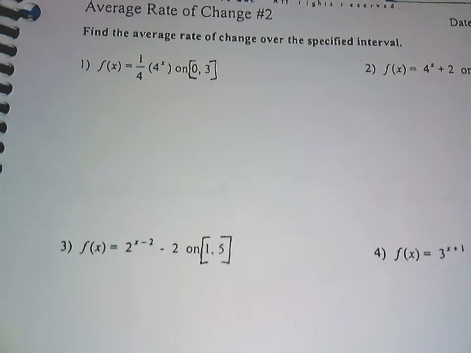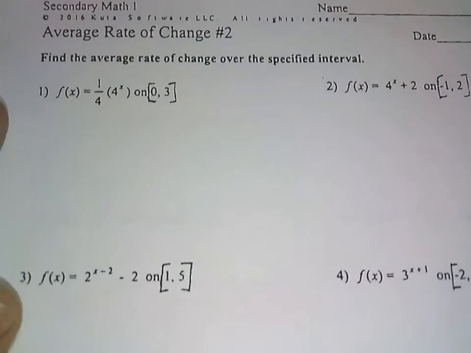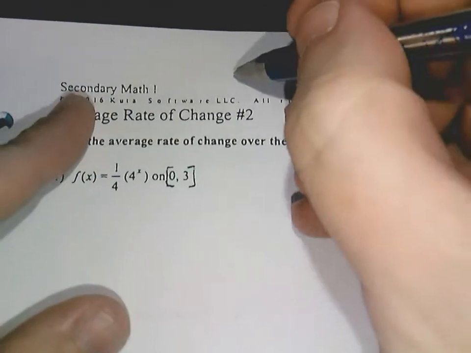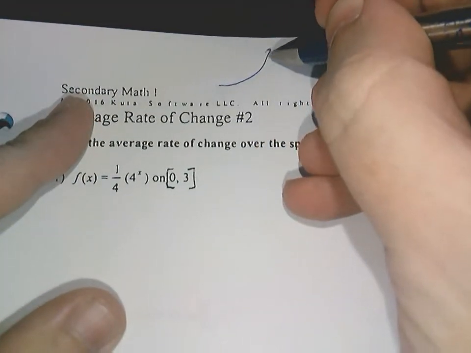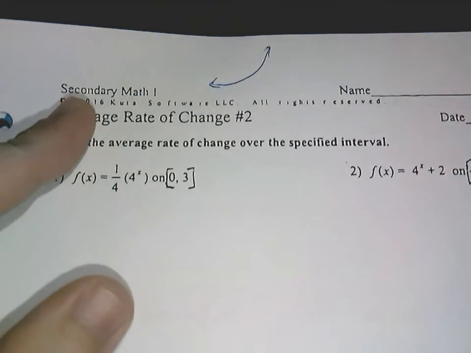But what you'll see here is we have exponential equations. If you remember, exponential equations don't have a slope, right? They're curved lines. They look something like this. So they're going to curve, so they don't actually have that slope.